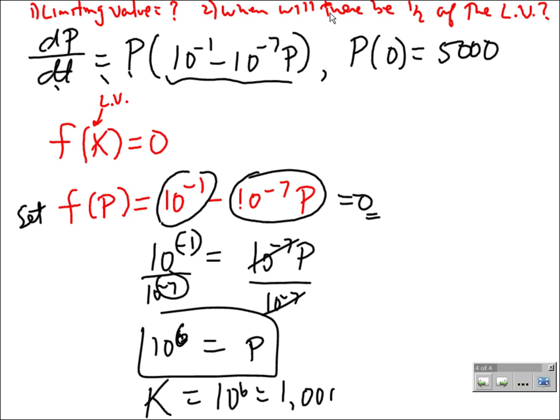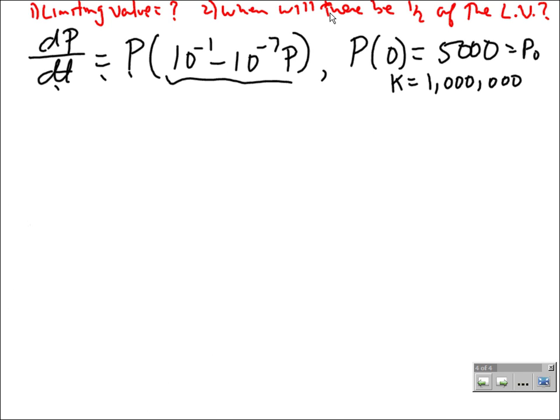1 followed by 6 zeros, also known as a million. Okay, so now we know that k is a million. K is 1 million. And 5,000 is P sub 0. So we want to know when we'll have half of the limiting factor.